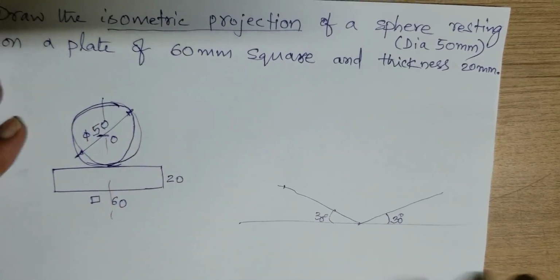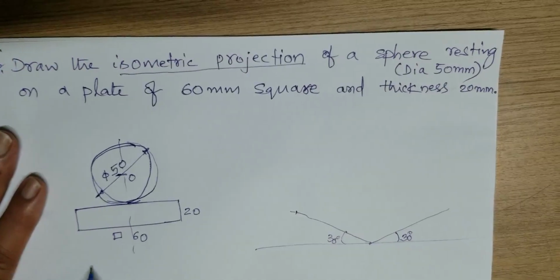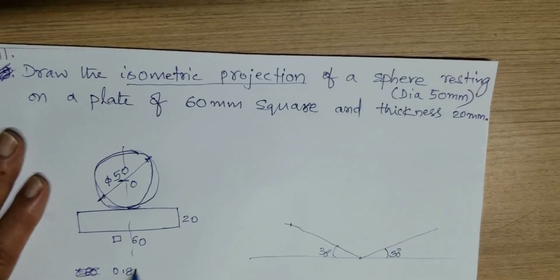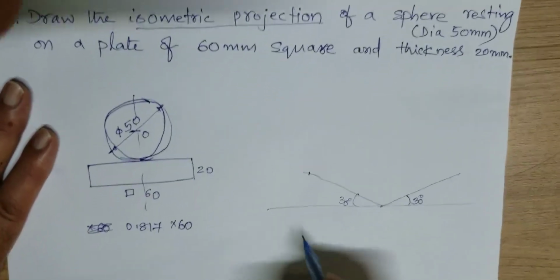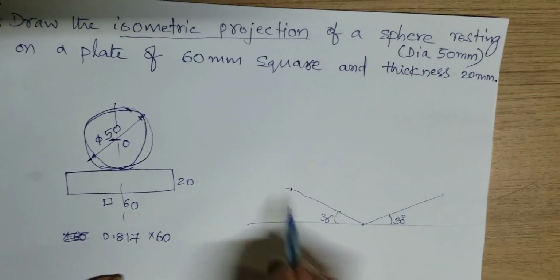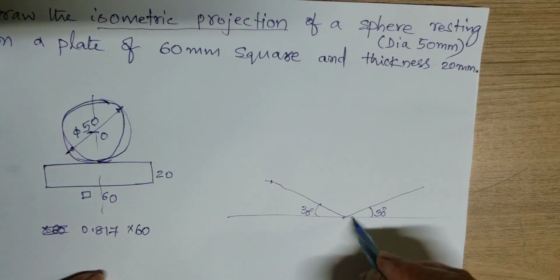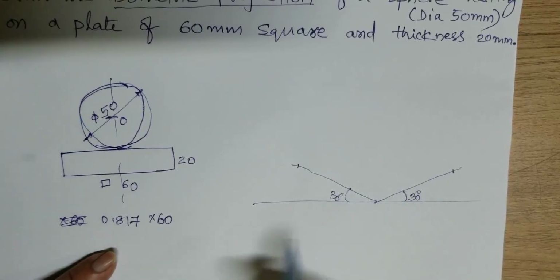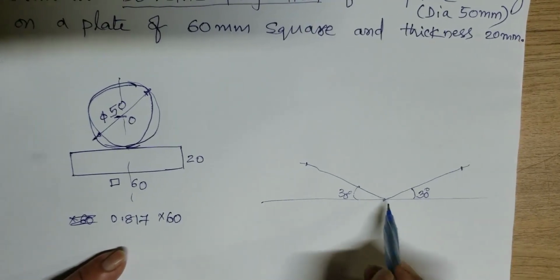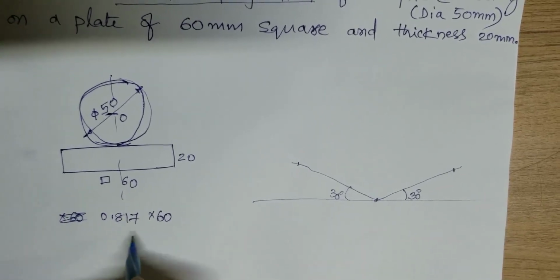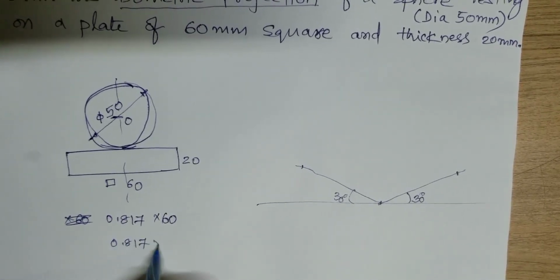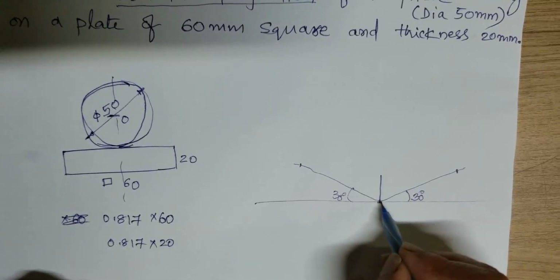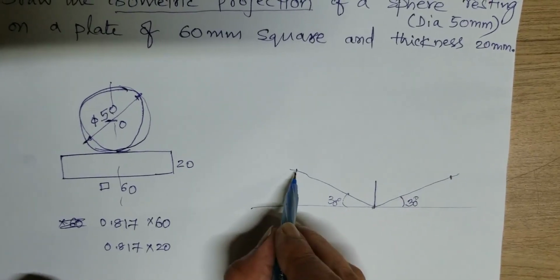But here we are asked about isometric projection. So how much do we have to take? 60 into 0.817, that is 0.817 times of 60. Whatever value we get, take it on this 30-degree line, because it is isometric projection. Here also you take 60 into 0.817 times. Let us say I get the point somewhere here. Likewise, you construct the plate. The height is 0.817 times of 20. Whatever value we get, take that height. So this is 0.817 times of 20, and this is 0.817 times of 60, and this is also 0.817 times of 60.